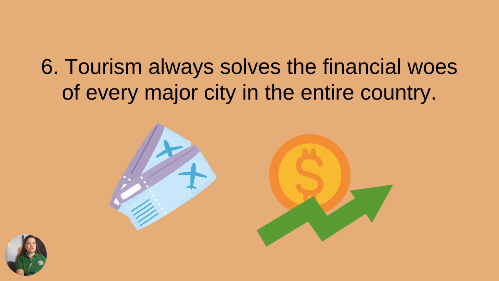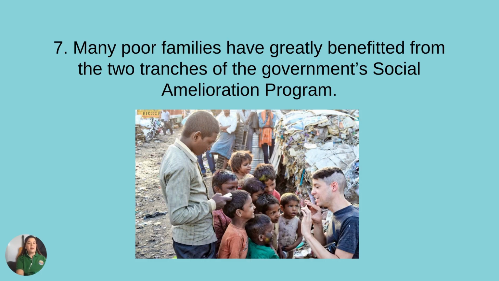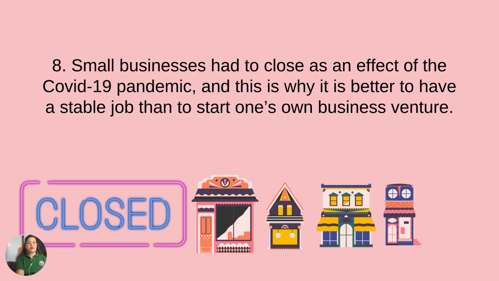Number six, tourism always solves the financial woes of every major city in the entire country. Number 7, many poor families have greatly benefited from the two tranches of the government social amelioration program. Number 8, small businesses had to close as an effect of the COVID-19 pandemic, and this is why it is better to have a stable job than to start one's own business venture.